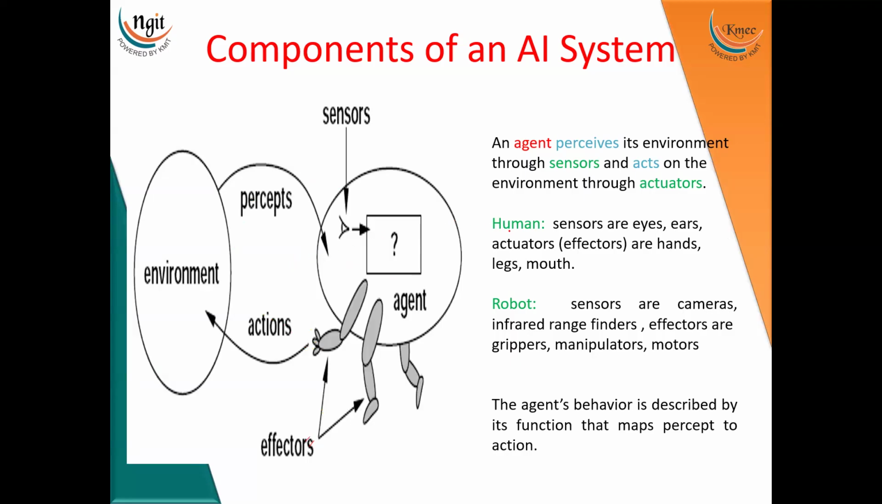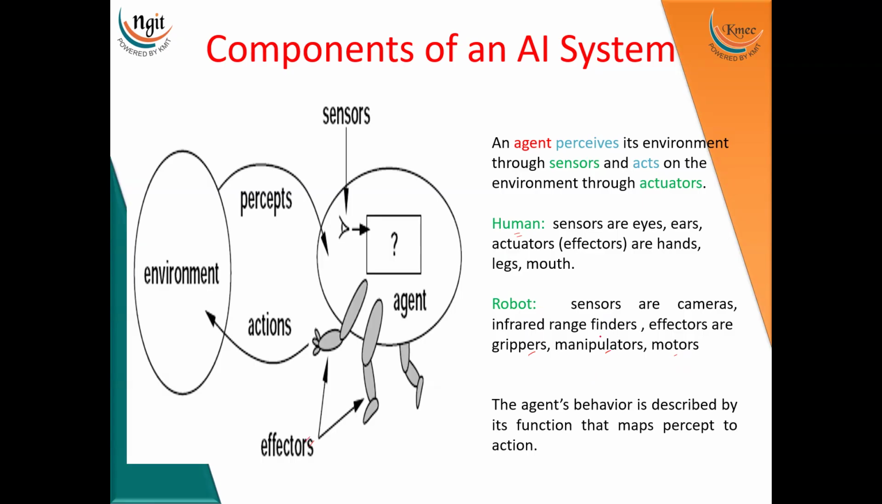Okay? And here, when we talk about what these sensors and actuators are related to a human being, the sensors for us are eyes and ears, and the actuators or effectors for a human are hands, legs, and mouth. In the same way, when we compare it with a robot, sensors are nothing but cameras and infrared finders, and effectors are nothing but grippers, manipulators, and motors. And the total agent behavior is described by its function that maps percept to an action.